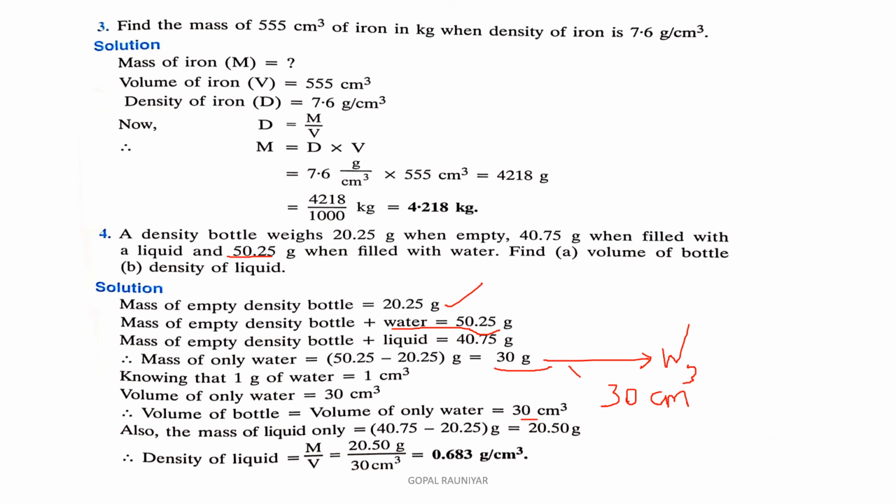Now the mass of only liquid. The mass of liquid plus empty bottle is 40.75 and the mass of only the empty bottle is 20.25. So subtract 20.25 from 40.75, we will get 20.5 gram. Now to calculate the density of liquid, we have the formula mass upon volume. Mass of liquid is 20.5 and volume of liquid, that is volume of container, is 30 centimeter cube. That gives us 0.683 gram per centimeter cube.